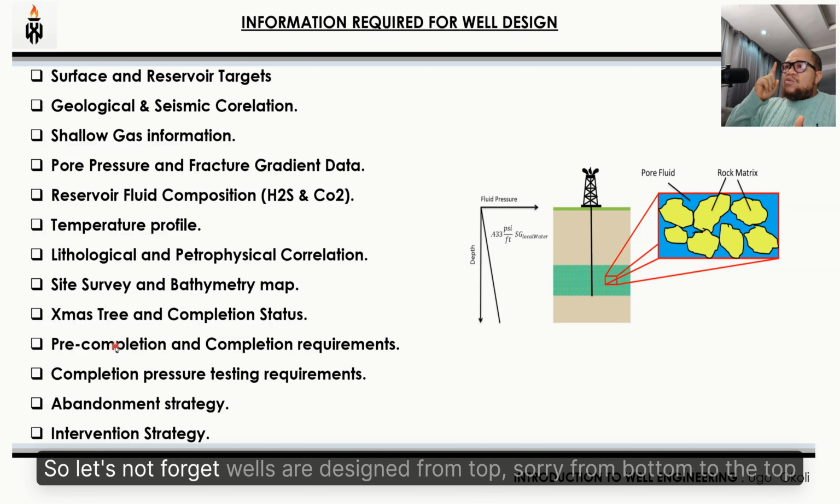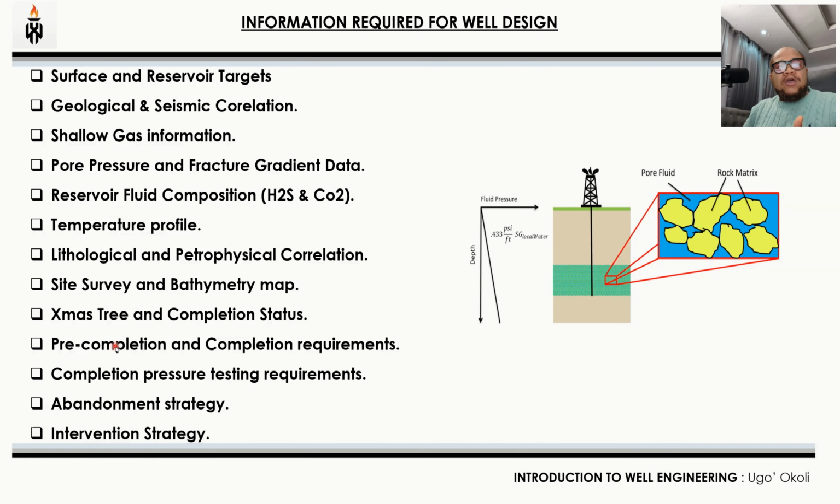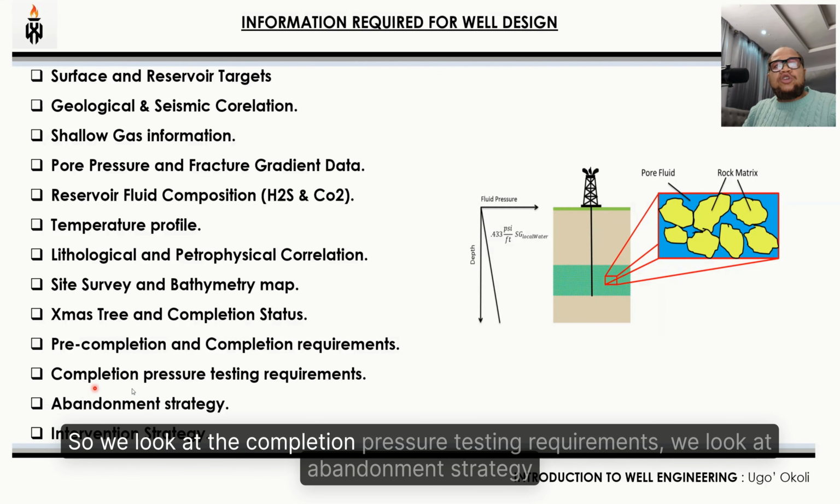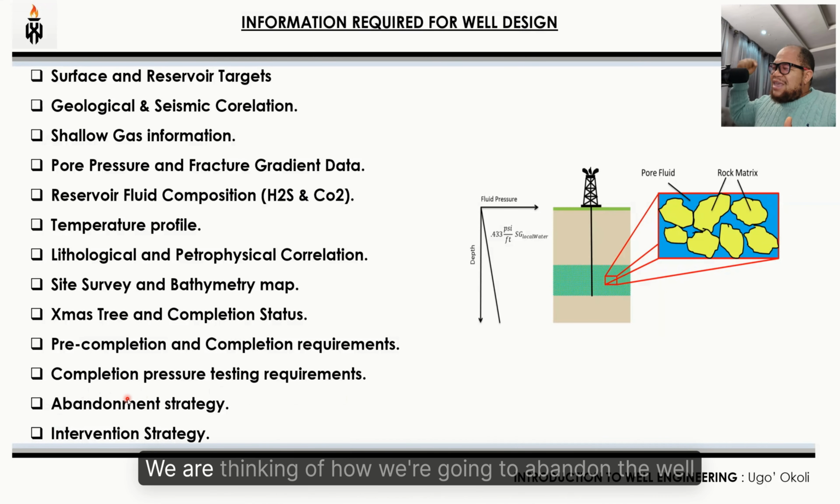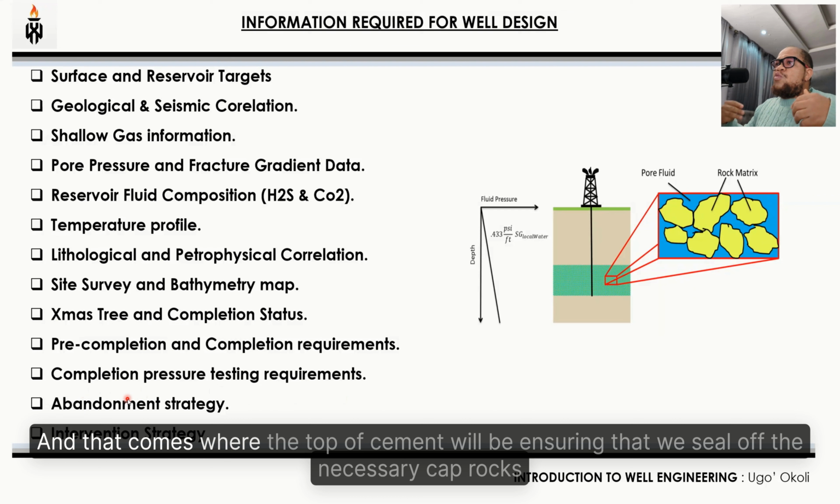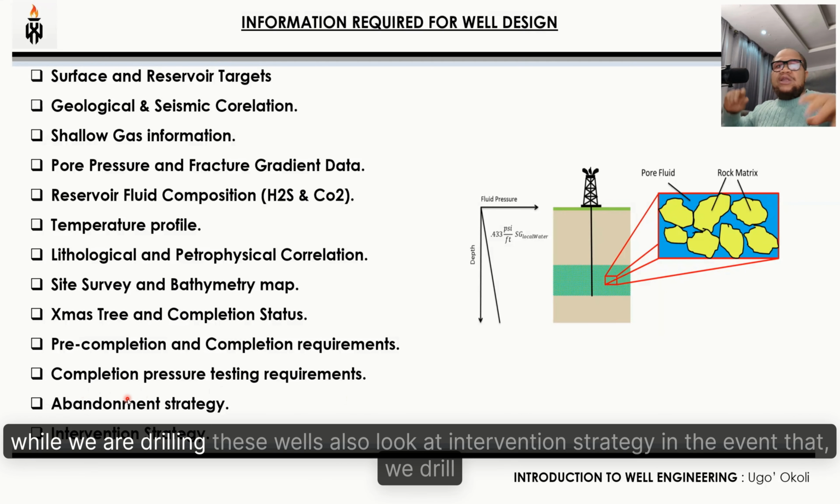So let's not forget wells are designed from bottom to the top. So we look at the completion pressure testing requirements. We look at abandonment strategy. While we are thinking of how we're going to drill the well to execute for it to start producing hydrocarbons, we are thinking of how we're going to abandon the well, and with that comes where the top of cement will be, ensuring that we seal off the necessary cap rocks while we're drilling these wells.